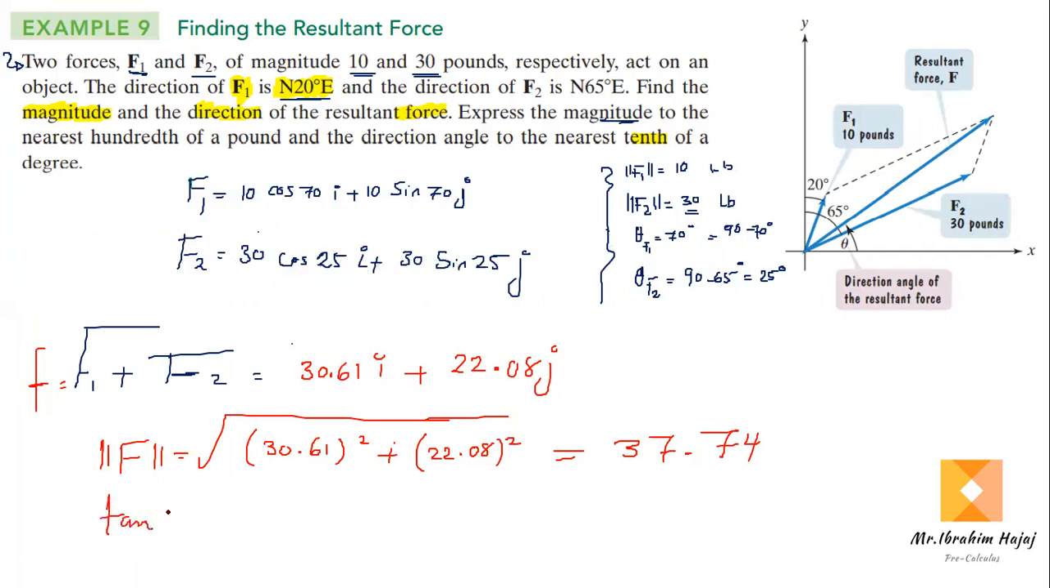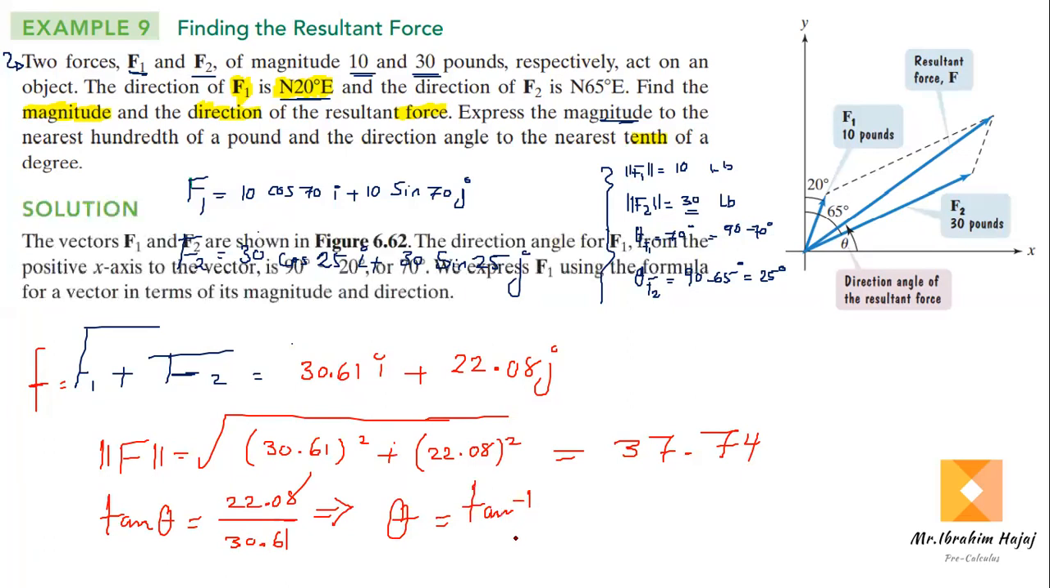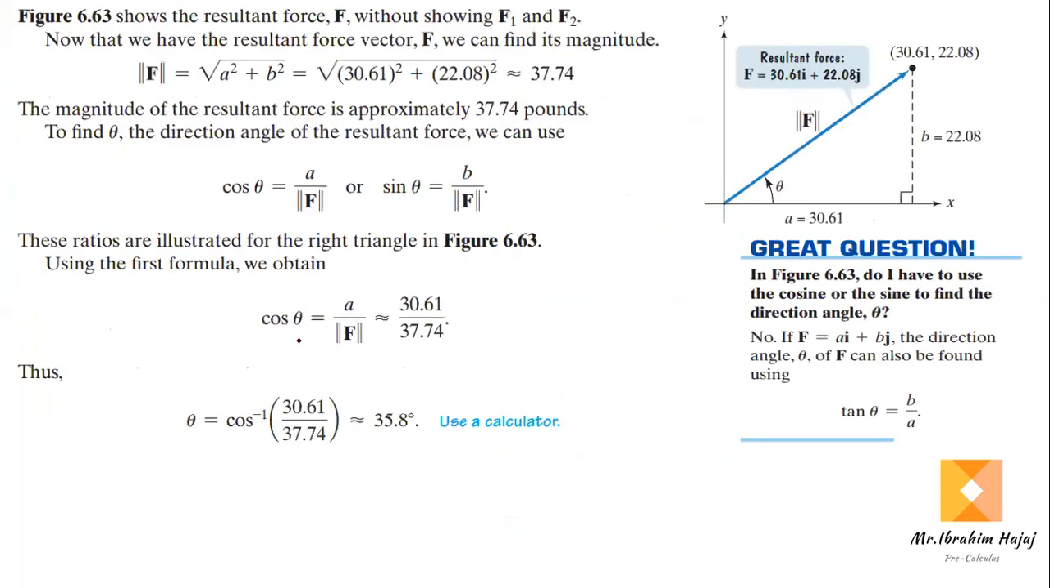And then we need to find the angle, the direction. It is tan inverse, because tan theta equals y over x, which is 22.08 over 30.61. The other method uses cosine inverse. The angle comes out 35.8 degrees.